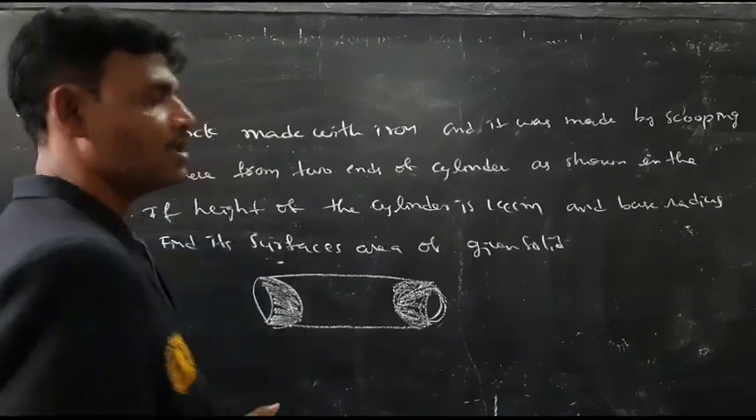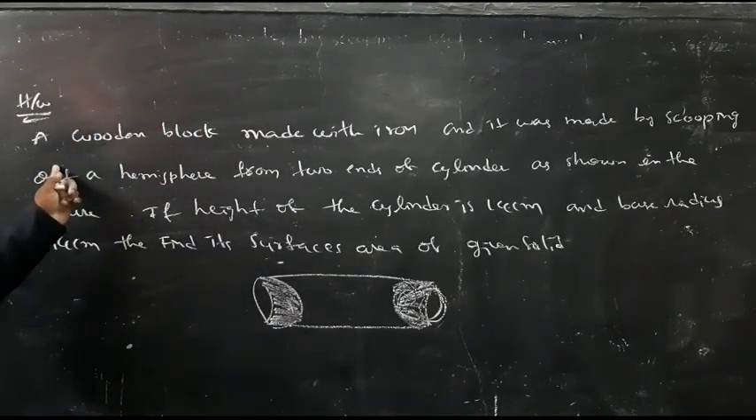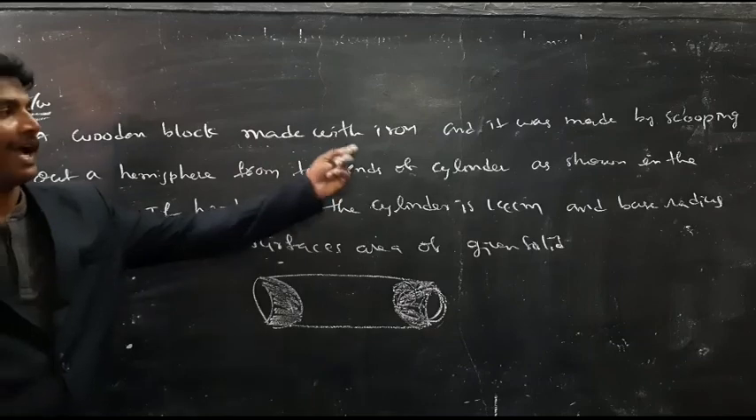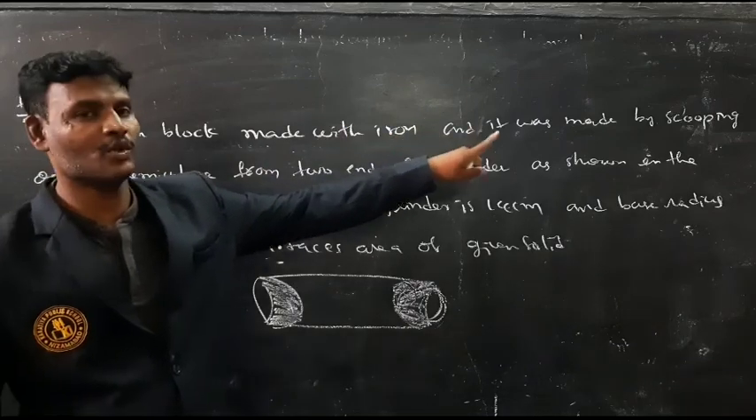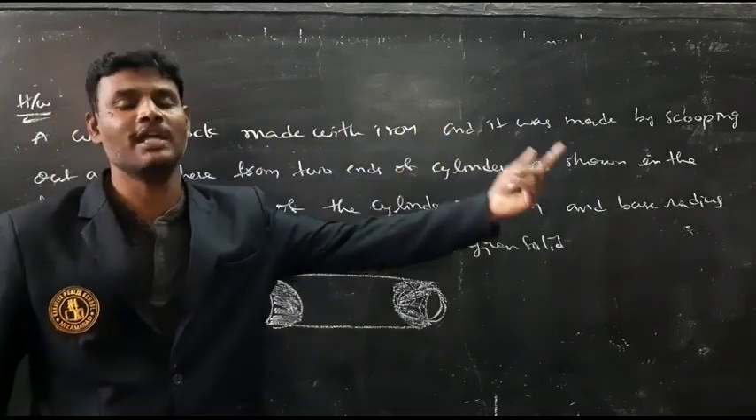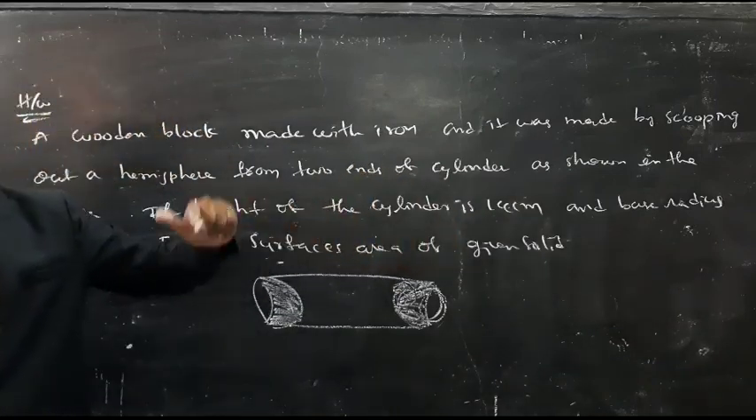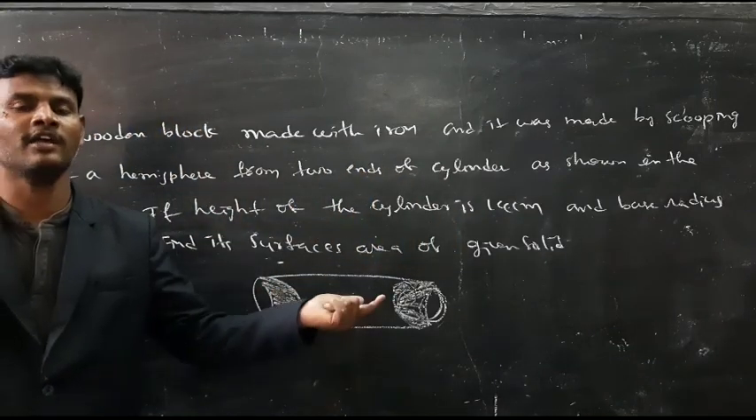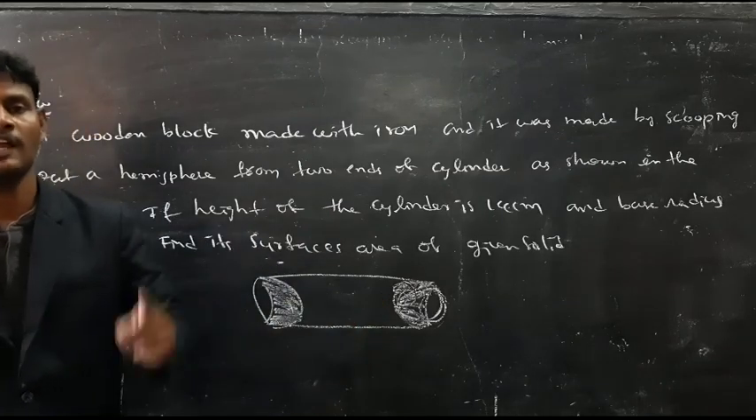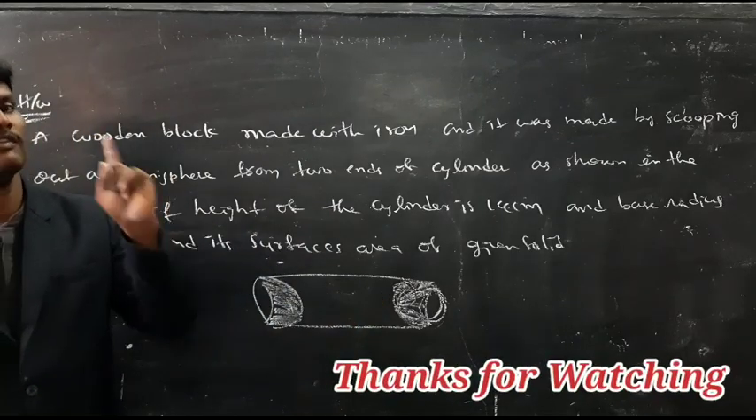So here is the homework template, students. A wooden plank made with iron, and it was made by scooping two hemispheres from two ends of the cylinder. What is the radius of the cylinder? 40 centimeters, and also height of the cylinder 40 centimeters. Now we have to find the surface area of the remaining solid.